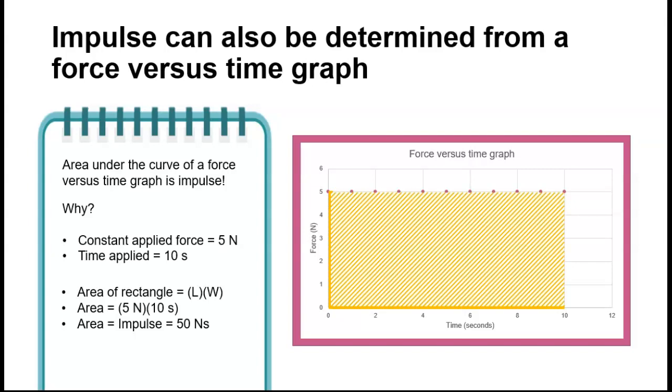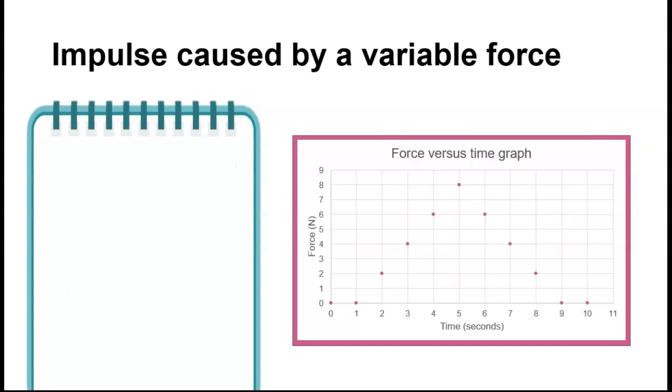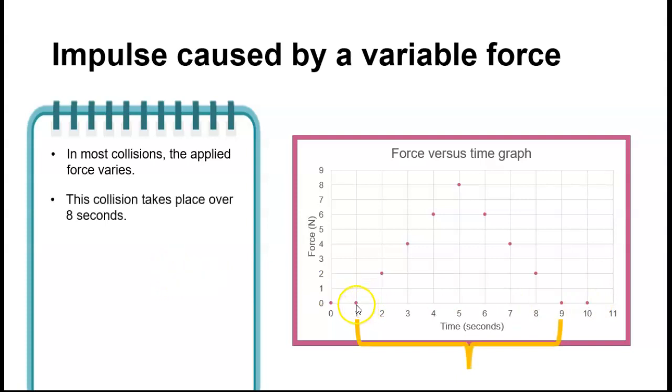So in this example, the force was constant. But in real life, the applied force normally varies. So in this situation, we have no force, and then we have an increasing force, then a decreasing force. And we can see in this example that the collision took place over 8 seconds, from 1 to 9. So there's my 8 seconds. And this time, what is the impulse?